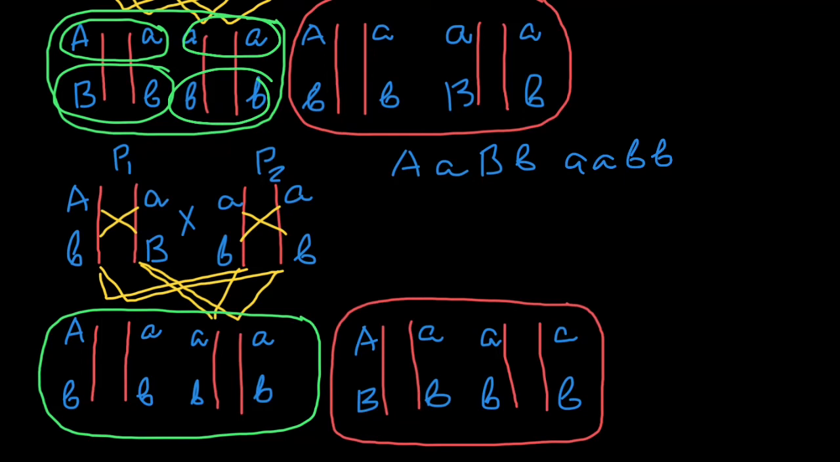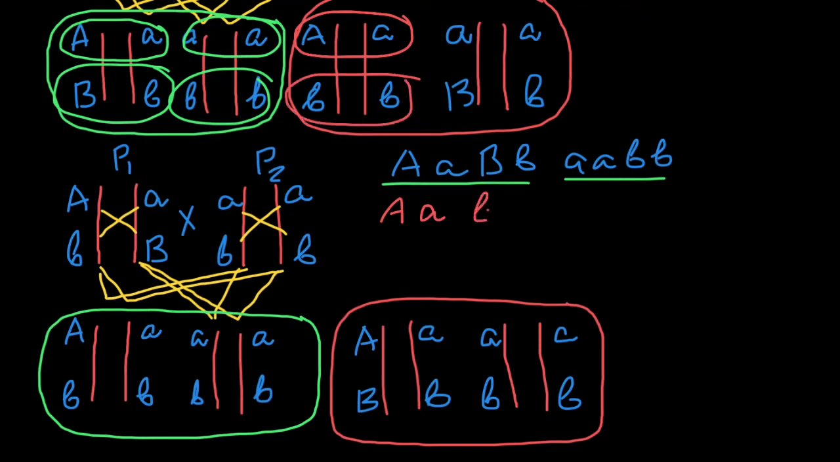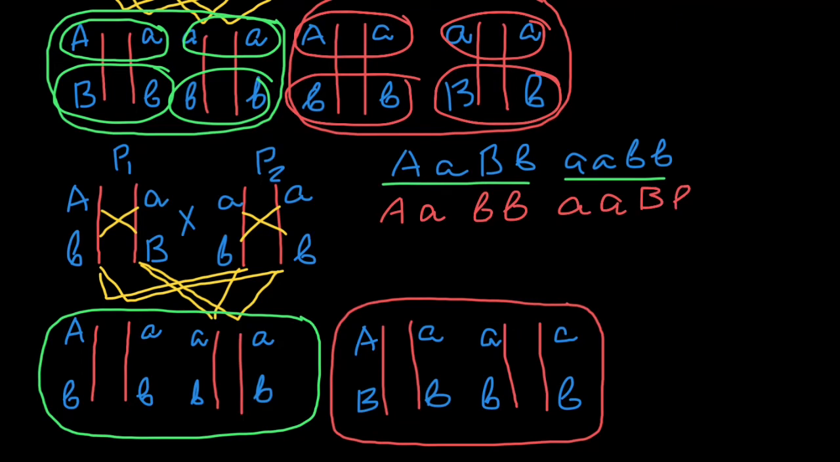So we will find this in larger numbers than, for example, these genotypes, which are going to be capital A, capital A and small b, small b. And this variant also, small a, and capital B, small b.